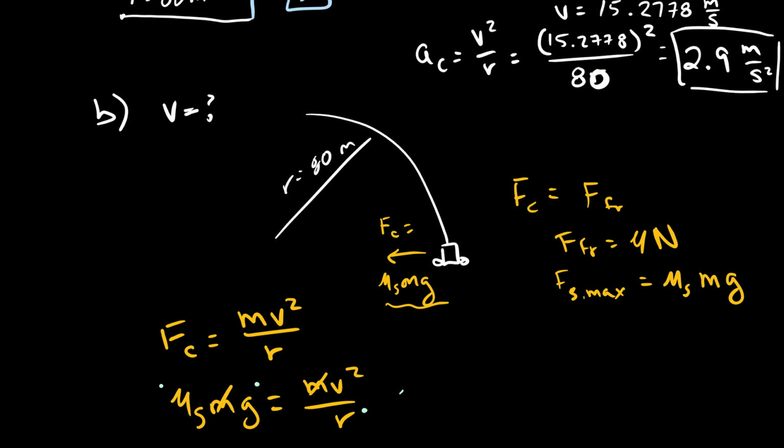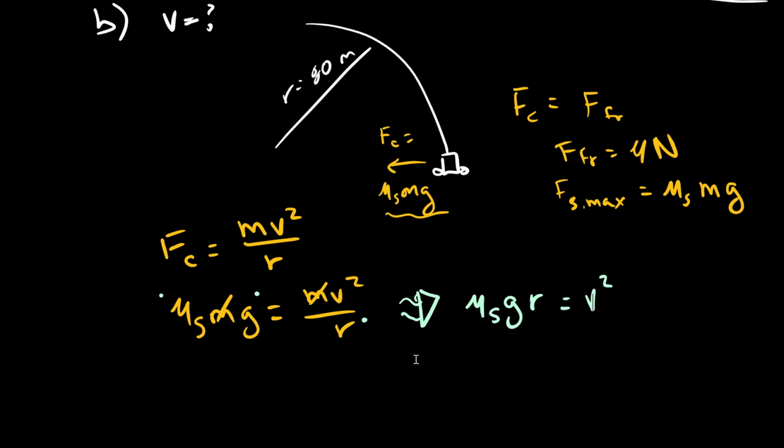If I rearrange this equation, we can come up with an equation that solves for v. So I'm going to multiply both sides by the radius. So we have mu s g times r equals v squared. And we'll take the square root of both sides, and we get the square root of mu s g r equals v, the velocity we're trying to find.